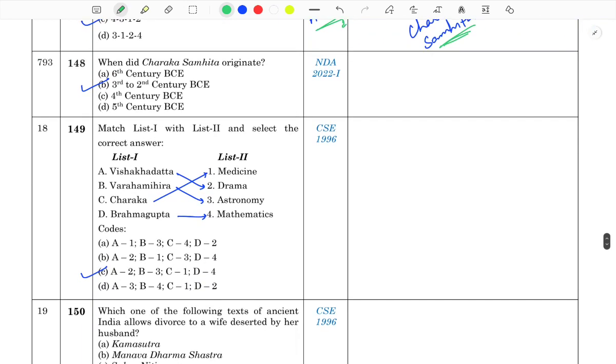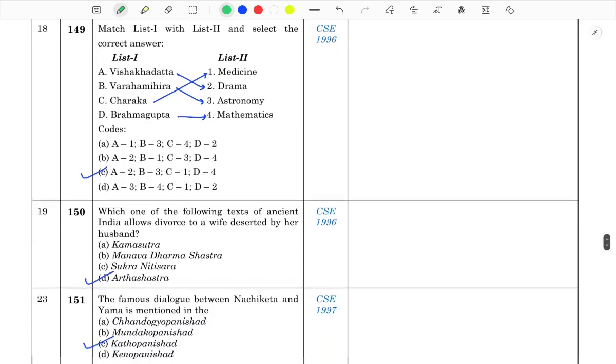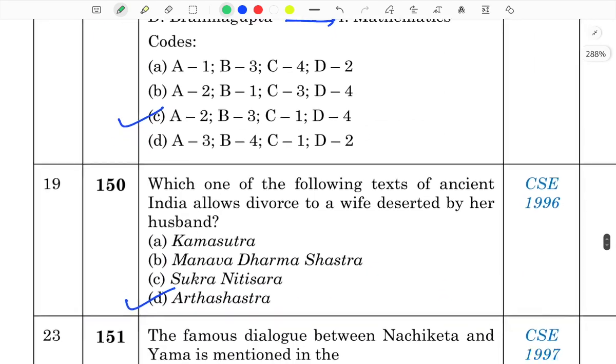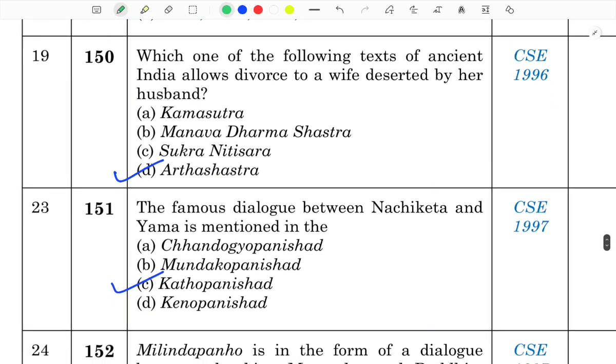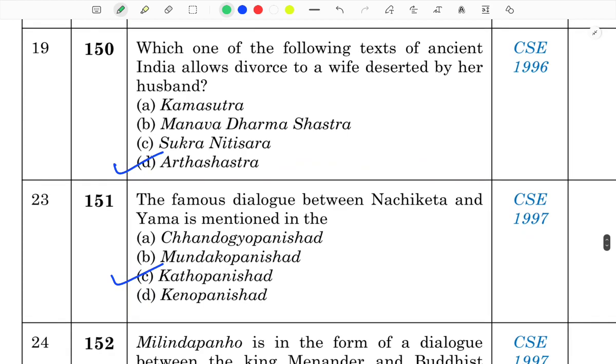Very simple questions. List 1, list 2. The work and their author. Vishakadatta, sorry, what actually Vishakadatta was writing. Vishakadatta wrote the dramas. Varamihir wrote on astronomy. Charaka wrote on medicine. And Brahmagupta on maths. Next question. Which one of the following texts of ancient India allows divorce to a wife deserted by her husband? Arthashastra. Simple. Arthashastra allows divorce to a wife deserted by her husband.